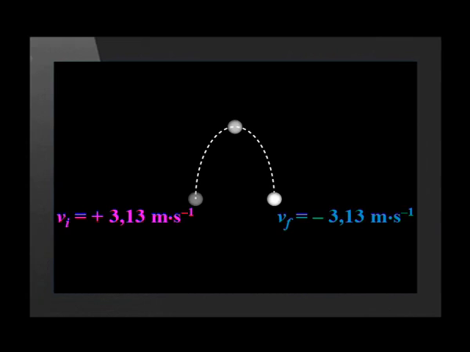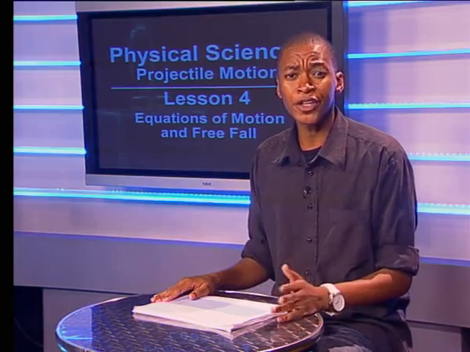This diagram represents the motion of the ball. Notice that the initial velocity, Vi, is positive 3.13 meters per second when the ball was first thrown up. But the final velocity, Vf, is negative 3.13 meters per second because the ball was moving down. Scie, this fits in with a discussion we had in another lesson.